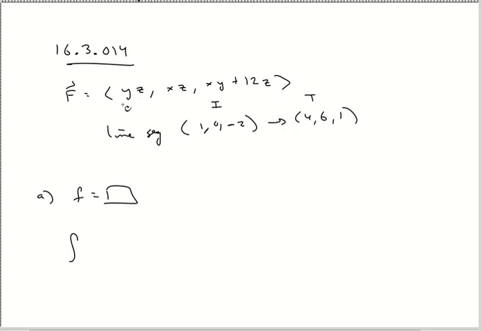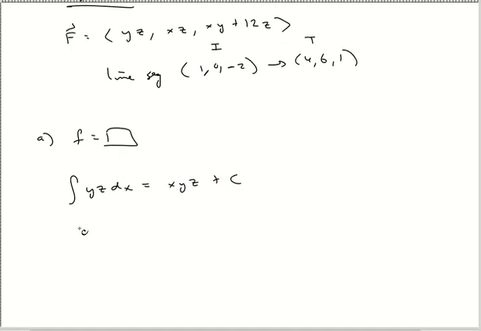So I'm going to go ahead and integrate in terms of x, and we get xyz, and I'll put a plus c in there. The next one, xz in terms of y. So you get xyz plus c. No big deal there. And then xy plus 12z in terms of z. Well, then xyz. And when you're integrating this guy, z squared over 2, the 2 is going to cancel with the 12 to make a 6.